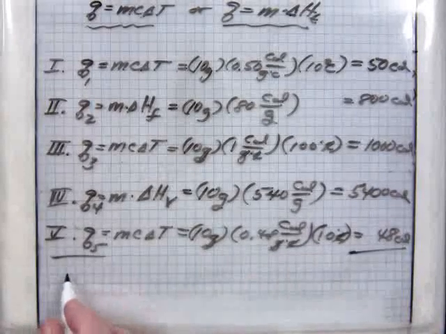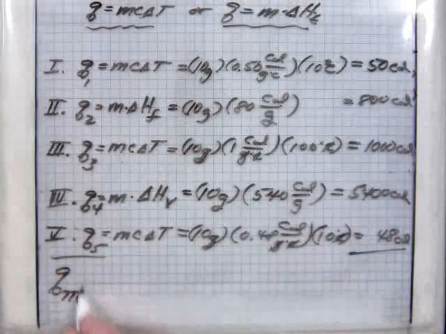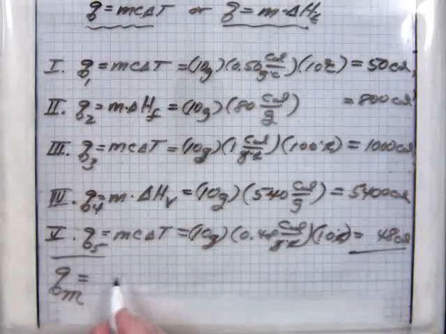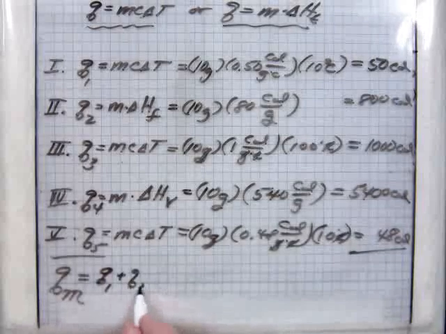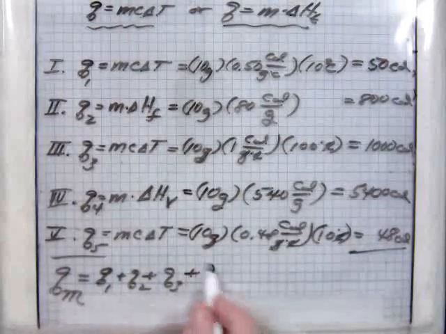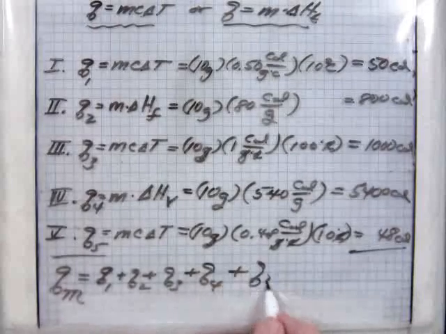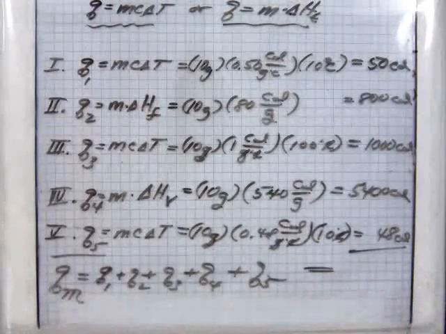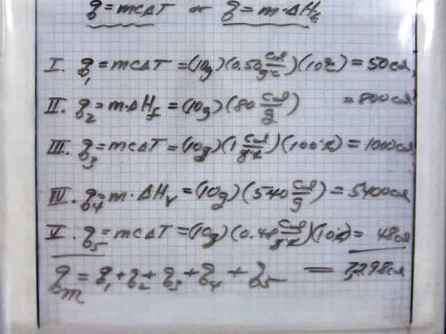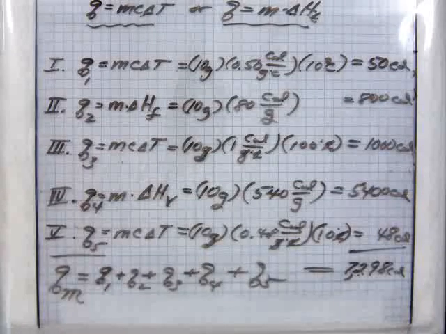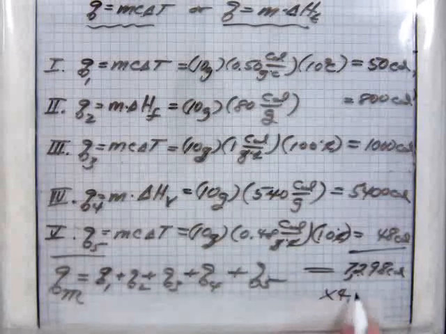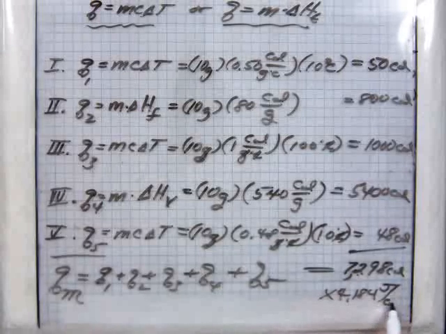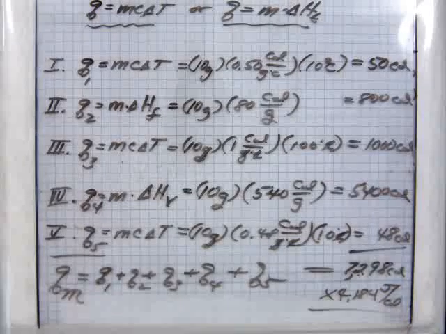Now the total, Q total, is the sum of all the individual Q values. Q1 plus Q2 plus Q3 plus Q4 plus Q5 is equal to whatever that comes out to be. I think it's 76 something. Okay, that adds to 7298 calories, and if you need to go to joules for whatever reason, times 4.184 joules per calorie, and that gives you 30,534 joules.